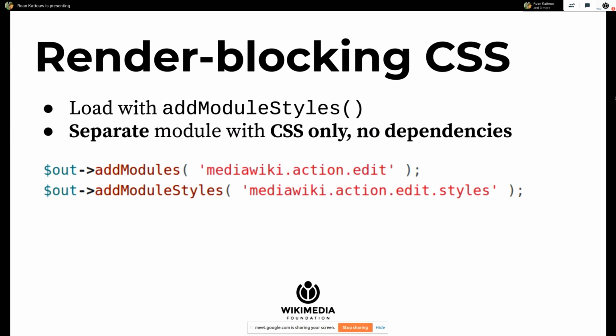mediawiki.action.edit is the module that has the JavaScript and the CSS that goes with that JavaScript and the messages and all the stuff that you need for dynamic things. And mediawiki.action.edit.styles is the essential styles that need to be render blocking. And they have to be separate modules because they have to be loaded in different ways, as you can see over here. And if you try to use addModuleStyles with a module that contains anything that's not CSS, you will get an error message.